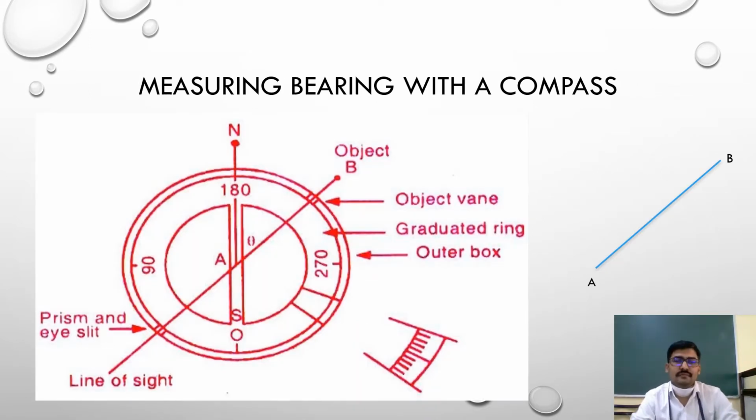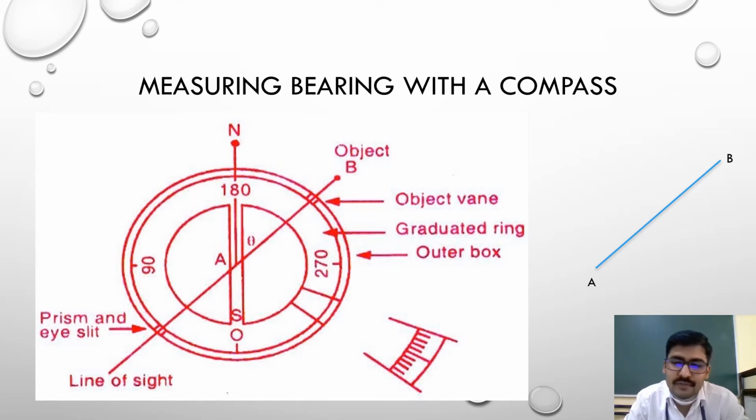Then, when you want to use the compass for measuring the bearing, how exactly is it done? On the right side of your slide, you can see that there is a line AB. I want to measure the bearing of line AB. Bearing means the angle made by that line with respect to north. So from north, what is the angle of that line AB? That is what is required.